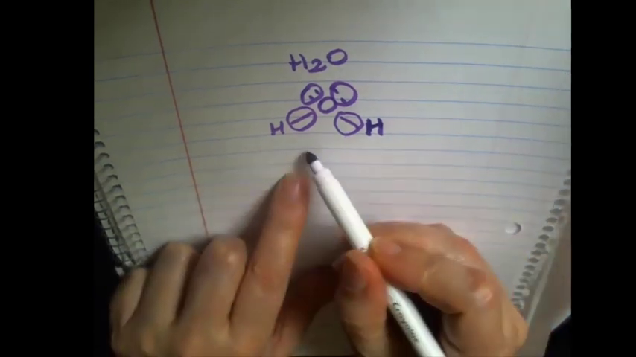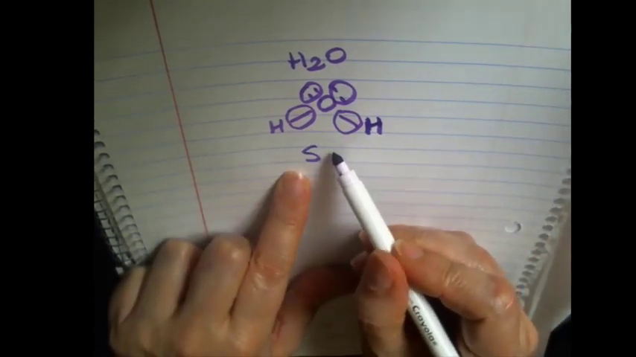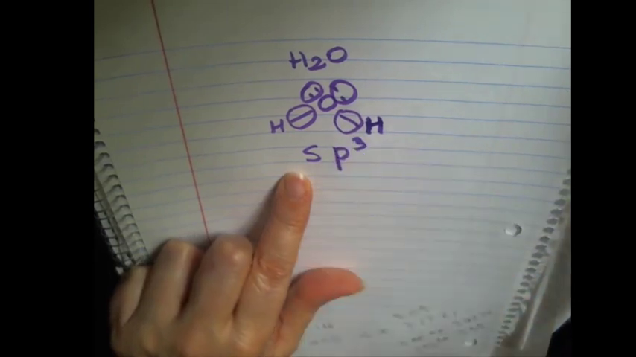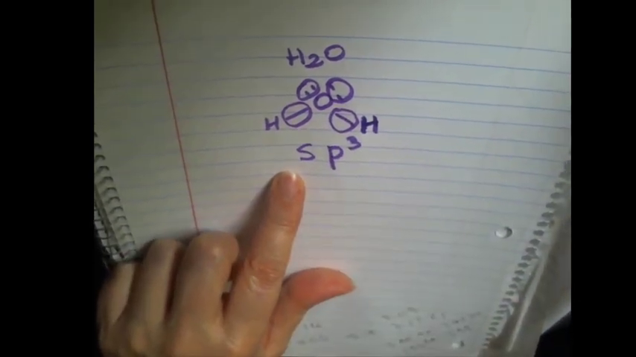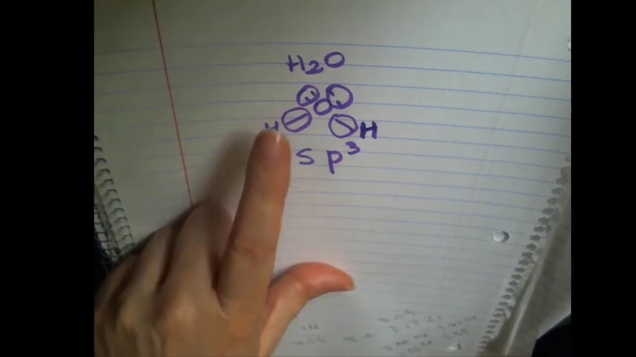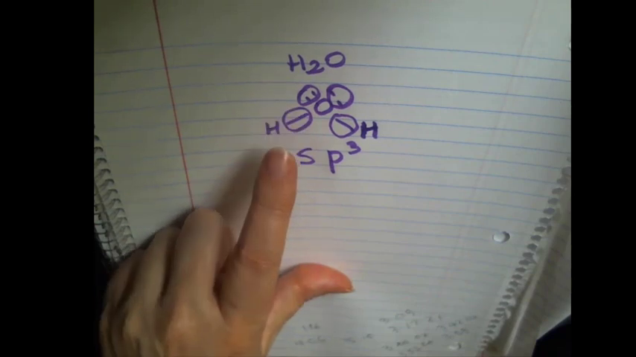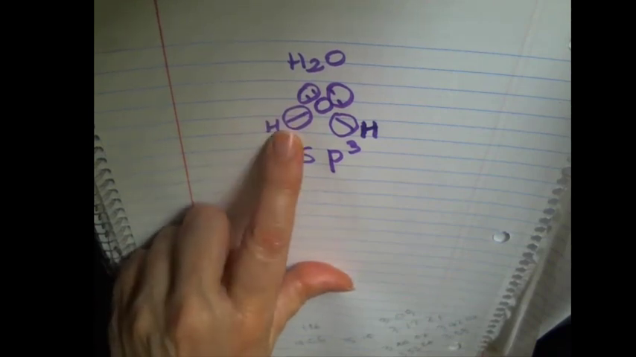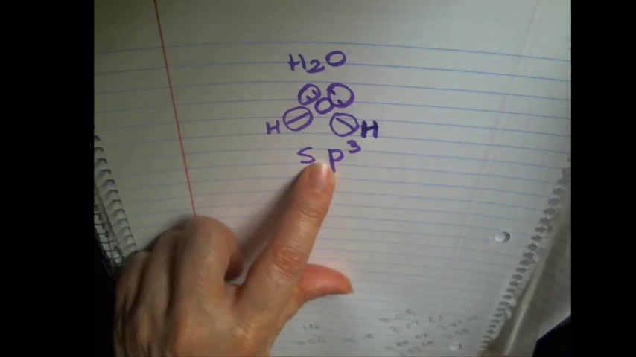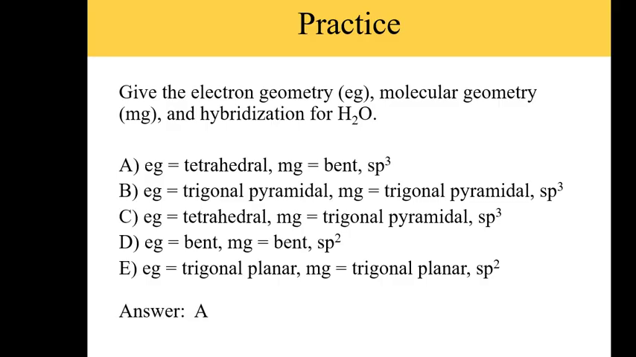What is the hybridization? I need to count the number of electron domains, which is 4, which means I need 4 orbitals. I can have 1 s, and then I can have 3 p, so it will be sp3. So my answer will be tetrahedral for the electron domain geometry, bent for the molecular geometry, and sp3 for the hybridization, which is A.